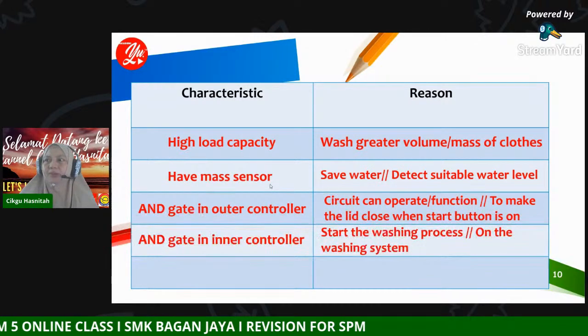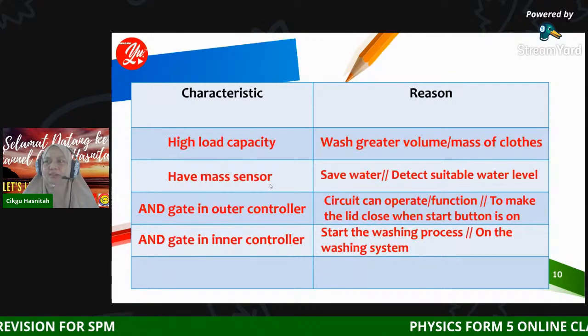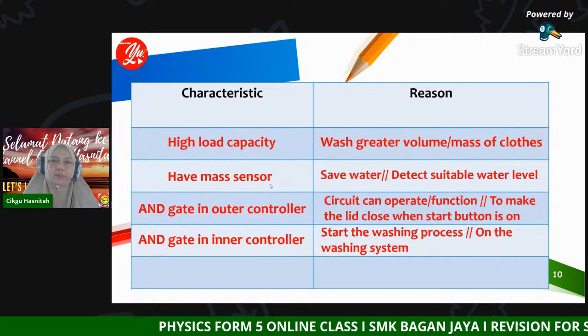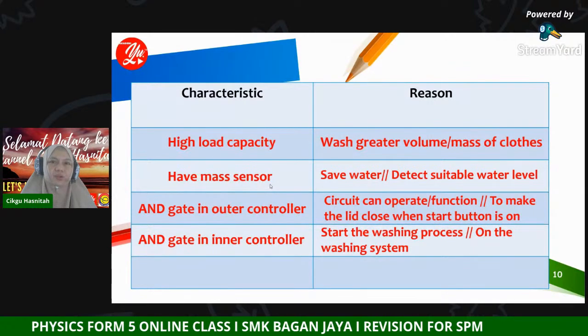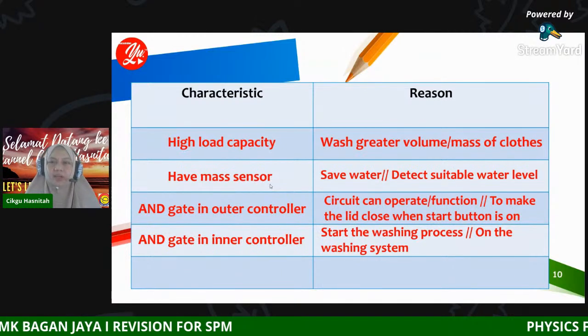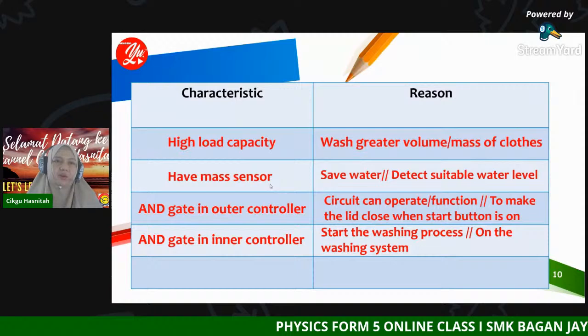It is to turn on the washing machine, to begin the washing process, so the washing system can operate, can switch on. Okay, so this is the reason for choosing the AND gate in the outer and the inner controller.